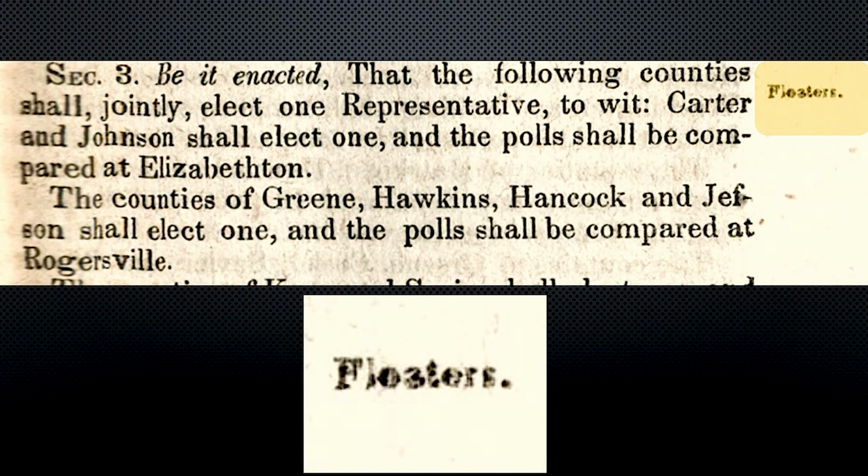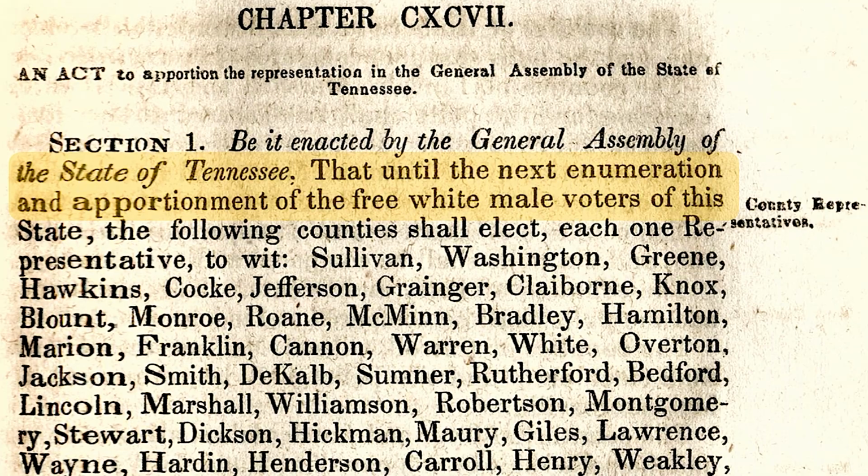A representative elected to represent one county was a direct representative, but a representative shared by 2 or more counties, where at least one of those counties already had a direct representative, was a floterial representative. But remember that the enumeration and apportionment is still only of the free white male voters. And the next redistricting would be done in 1861.